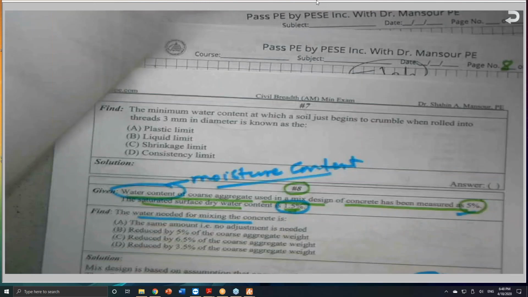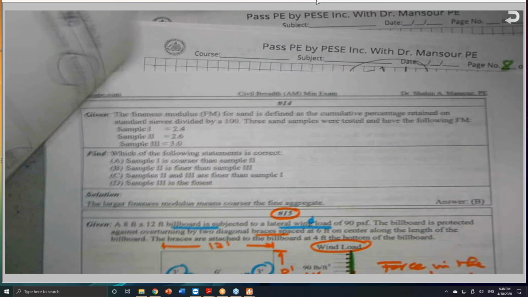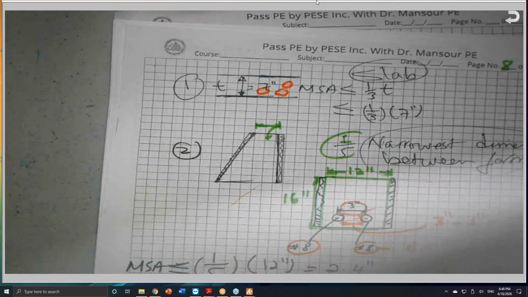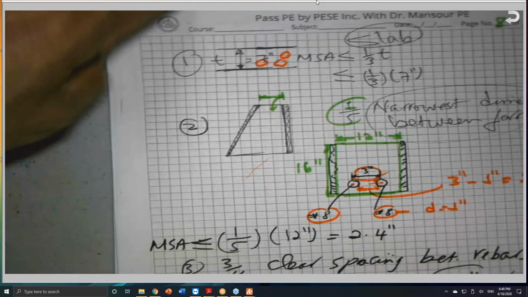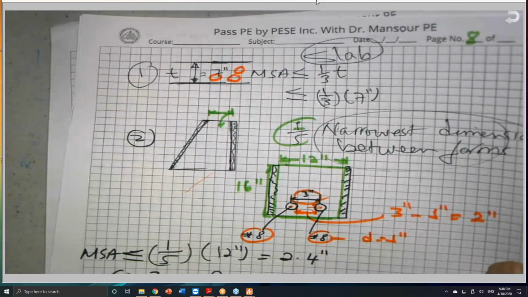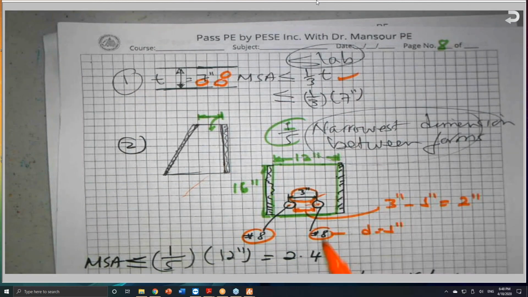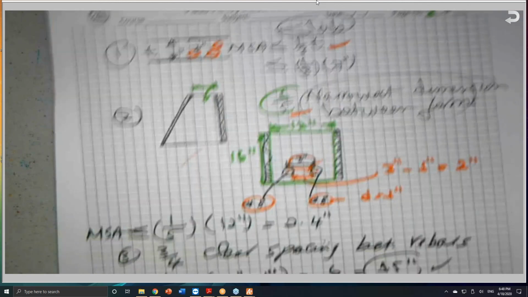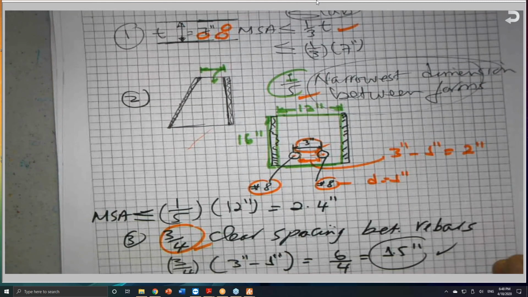One item also I need you to be aware of: these 3 criteria set by the ACI code, the 1/3, the 1/5, and the 3/4. Please pay attention to this. They might ask you something related to this.